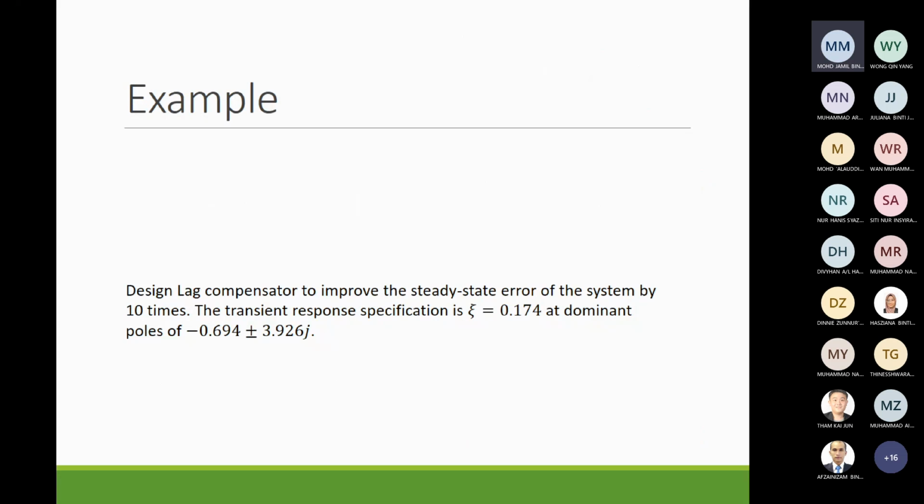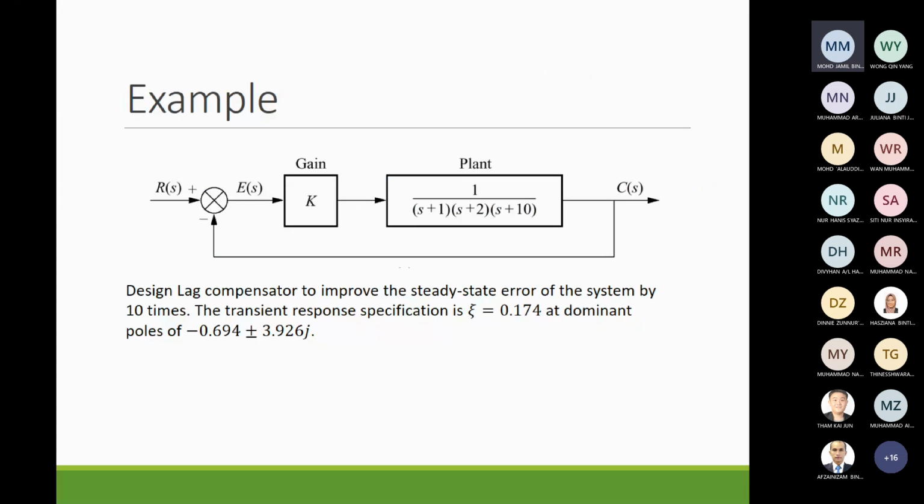So let's take a look at an example. Let's say you are given this system with gain K and plant 1 over (s+1)(s+2)(s+10). Design a lag compensator to improve the steady state error of the system by 10 times.